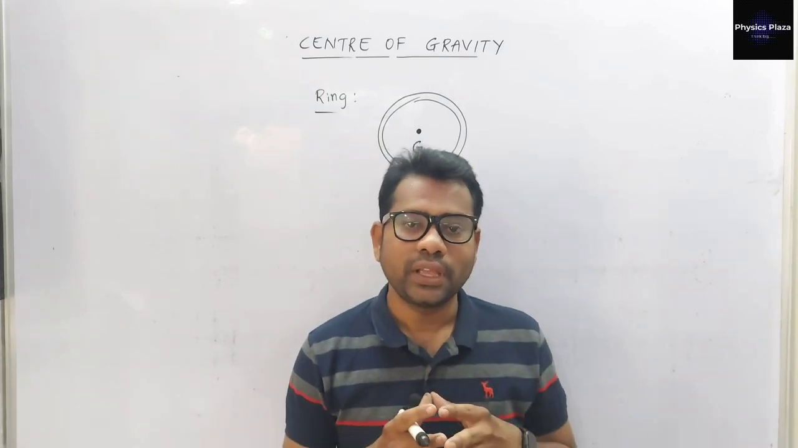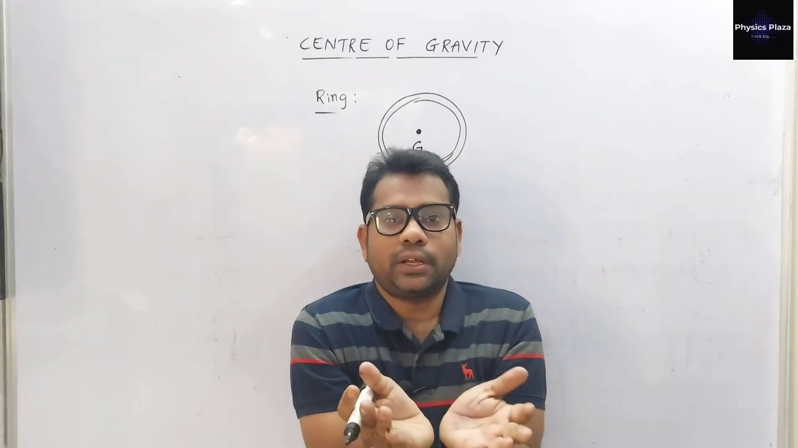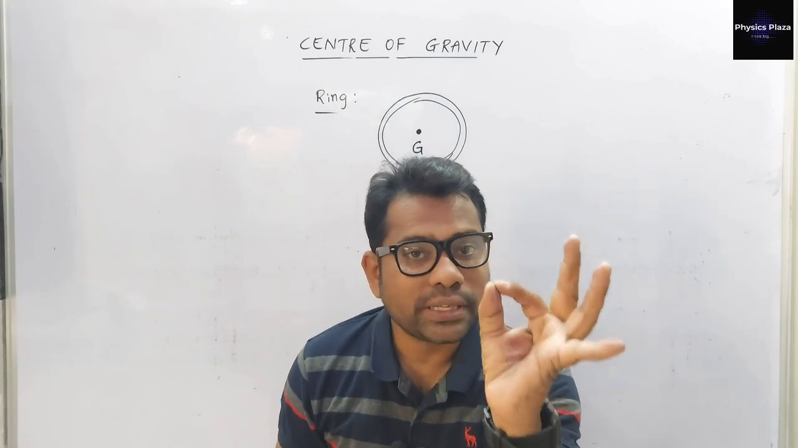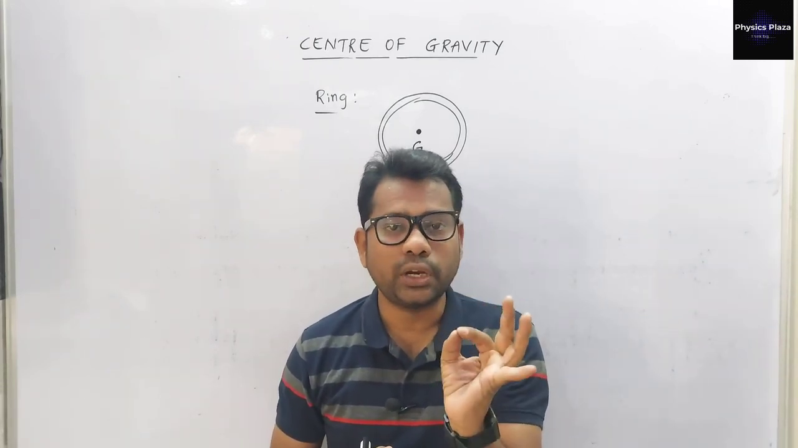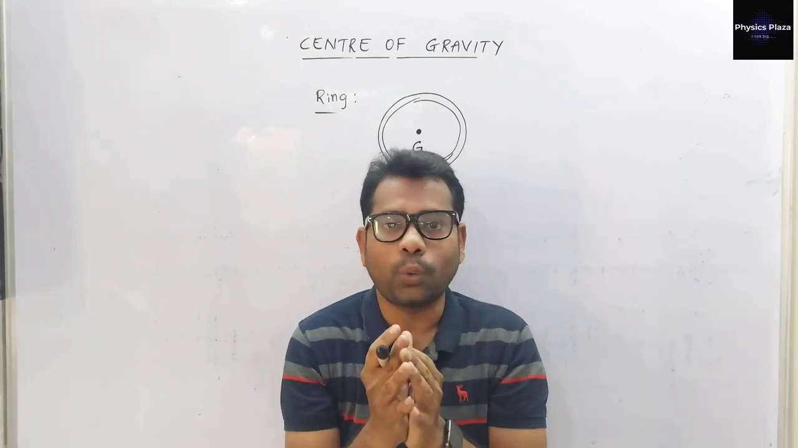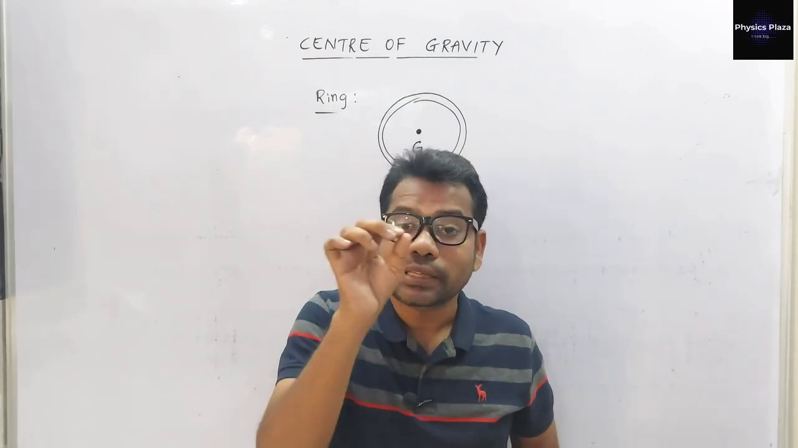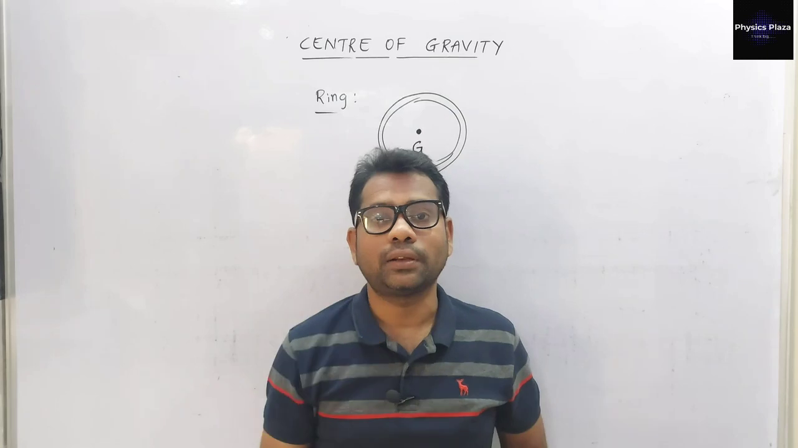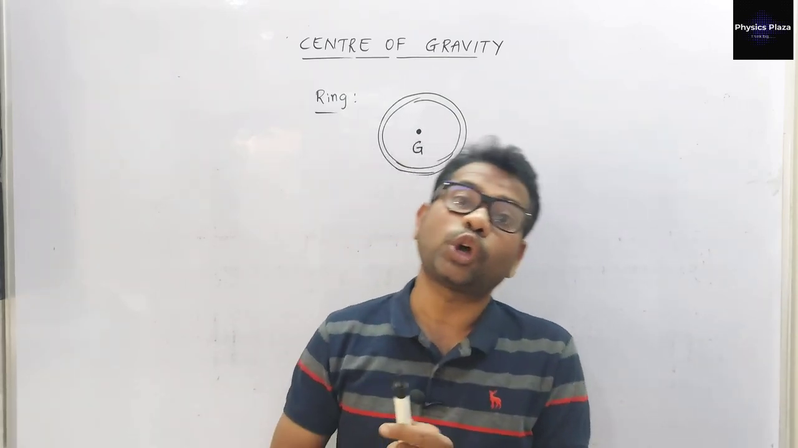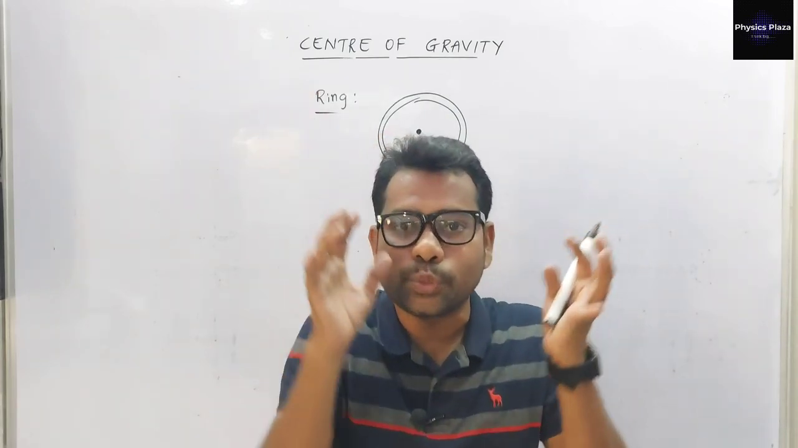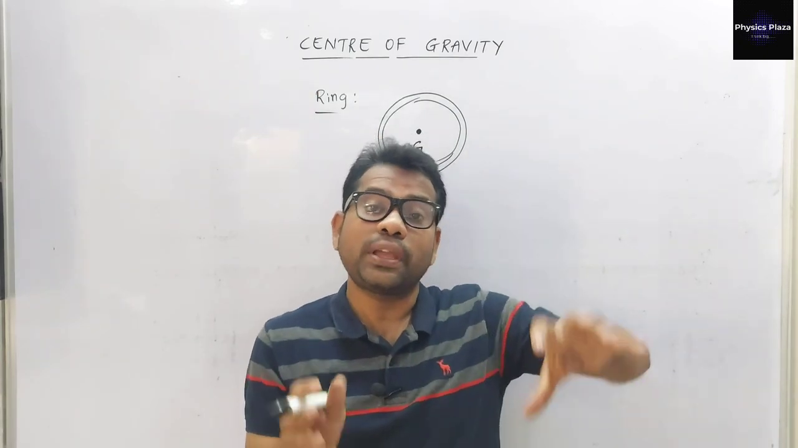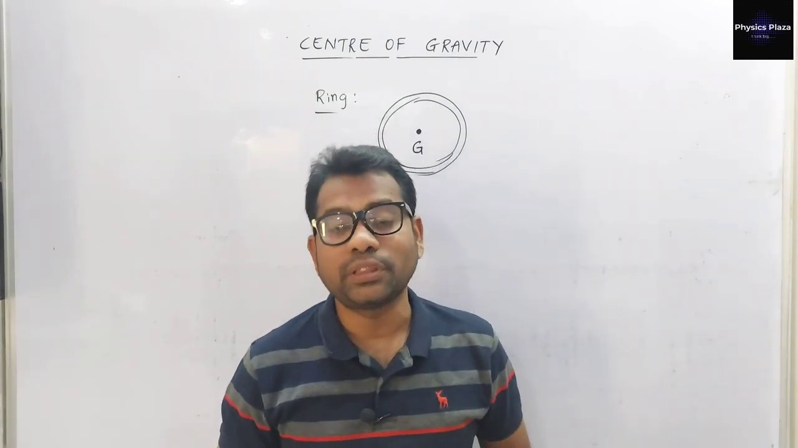Example, ring. Even you can take a hollow sphere. Exactly at its geometric center the center of gravity will be there. But at its geometric center of a hollow sphere, children, do you think there's mass distributed? No. So, for a hollow sphere, the center of gravity is situated outside of its material. Then you may get one doubt: Sir, what about a solid sphere? Yes. For a solid sphere, inside mass is distributed. So it is within the body, within the material.